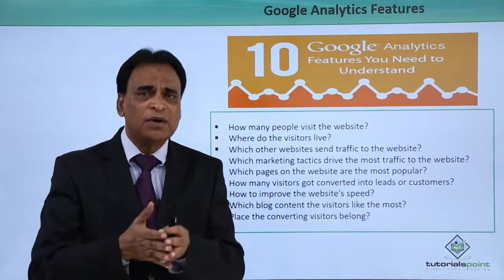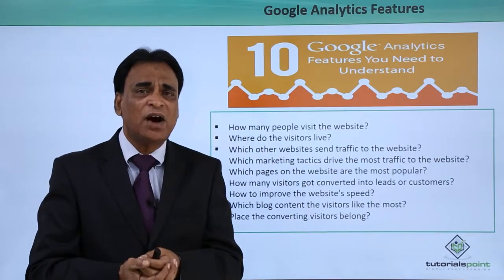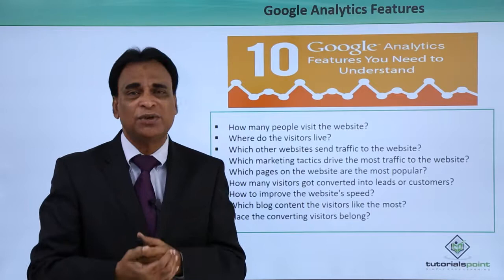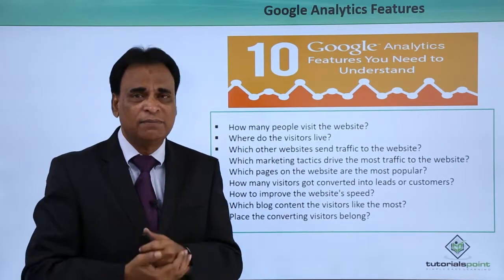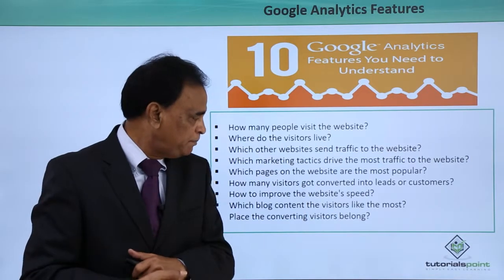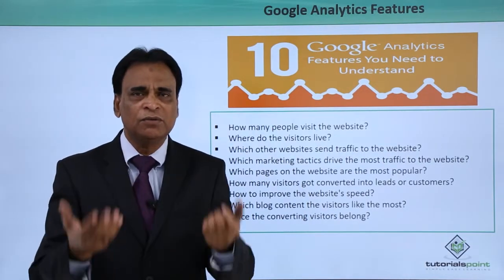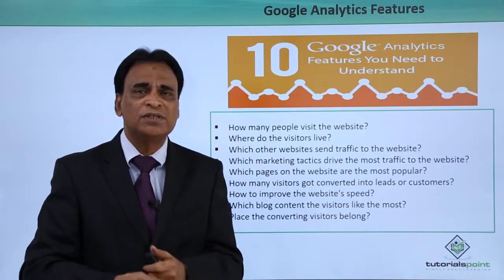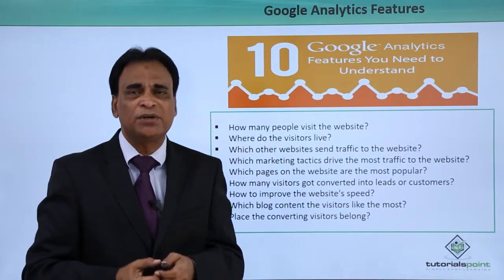Which blog content are visitors most likely to visit? If you have a blog on the site, you can track how many visitors are coming to the blog and what posts they are reading and visiting. Where do the converting visitors belong? What are the different places, countries, cities and geographical locations that the visitors are coming to the website from?